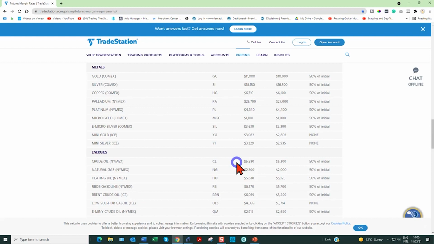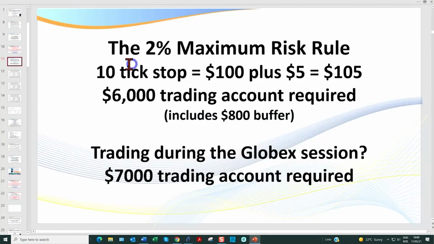You need to have around 6,000 in your account. The day trading margin is 50%, but even where they say okay, you only need to have $3,000, you mustn't forget the risk parameters. That is, if your stop is $100, 3,000 is just not enough. You need to remember that.